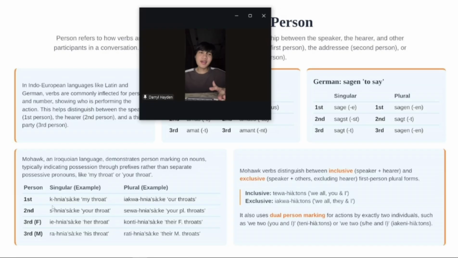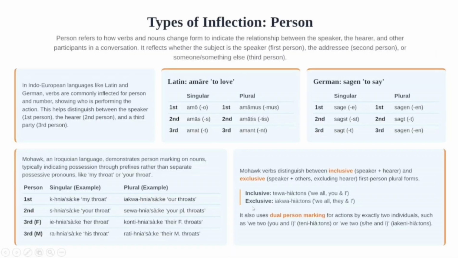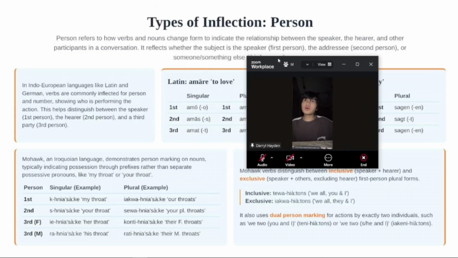Okay, so again, it is the first person, second person, and they also differentiate between female and male for the third person. And also in Mohawk, they differentiate between inclusive and exclusive, whether the speaker is included or not. For example, if the speaker is included, they change it to Tewa, and if not, it is Yakwa, exclusive. So that's pretty much it for types of inflection and person.